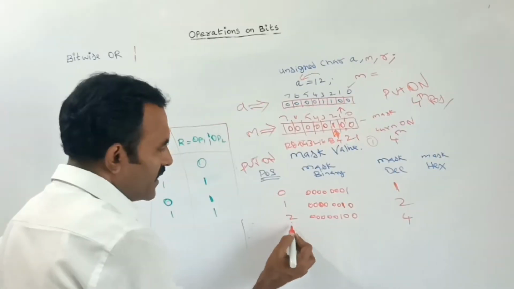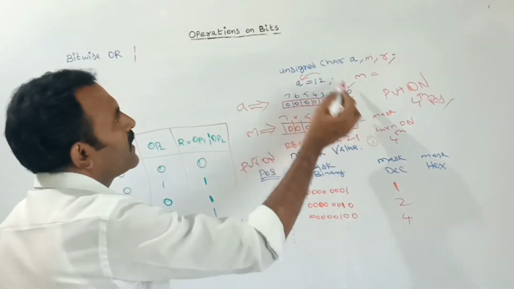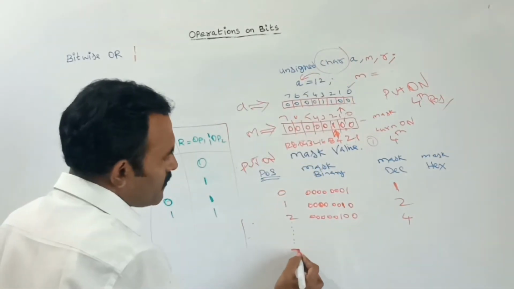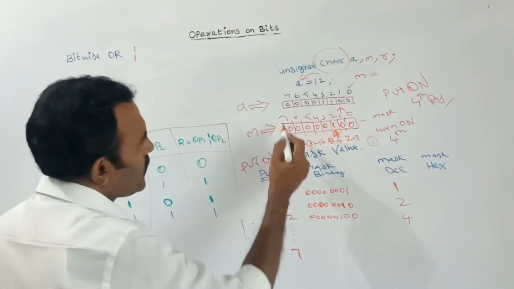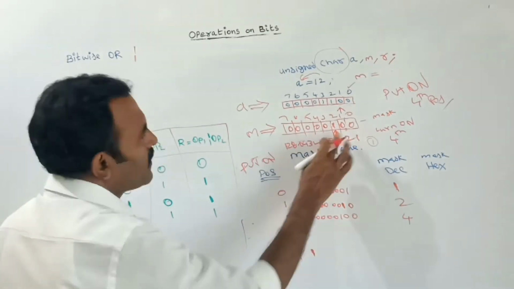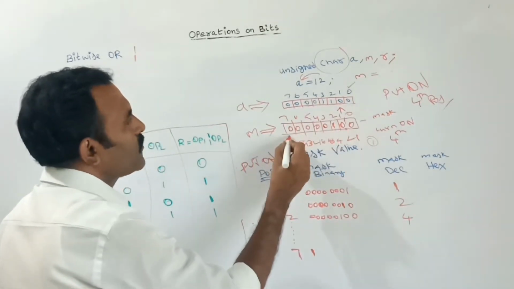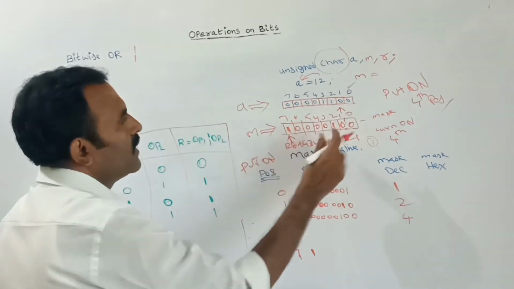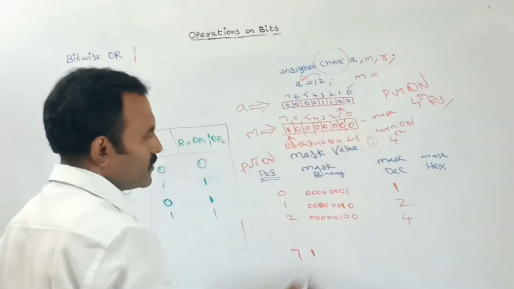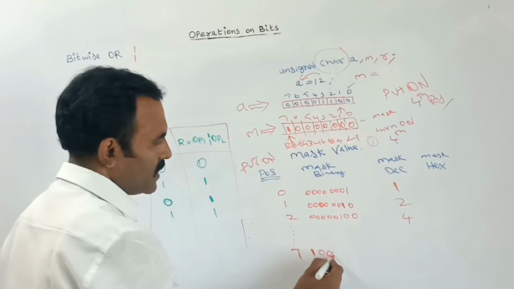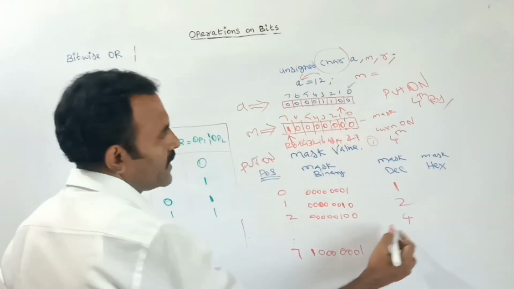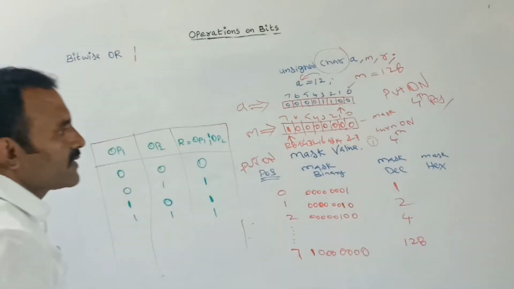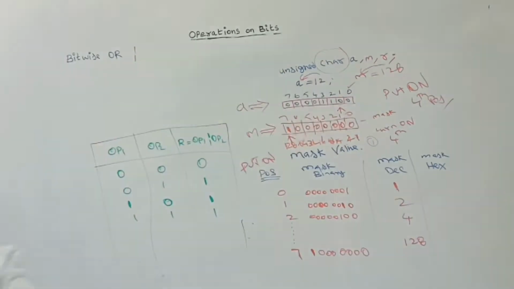In a similar way, we can find up to this point. This is the character data type, so it has a maximum range up to position 7. For position 7 we can use it like this. This is the mask value for position 7: the 7th bit should be 1, and every remaining bit value should be 0. The decimal value here is 128. Now let us see about the hexadecimal value.